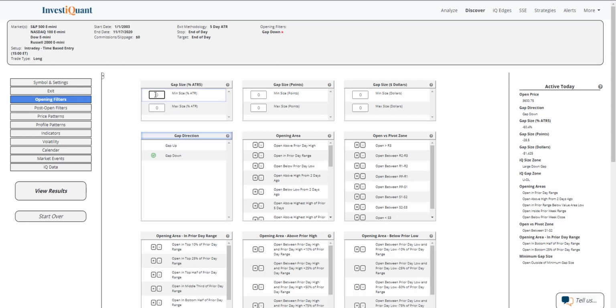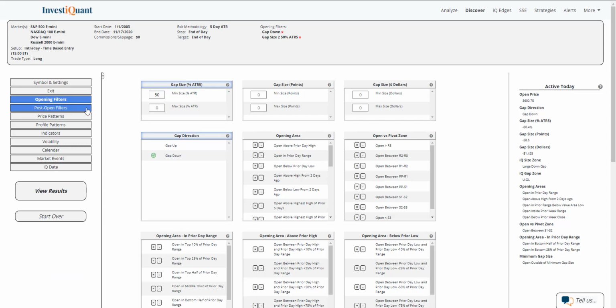So I'm just going to type in a little bit wider parameter than that, to get a few more samples in here, because that is a pretty sizable down gap. I'm going to say that the minimum gap size is 50%. So this will be looking at down gaps of at least 50% of the 5-day ATR. Just for reference, the 5-day ATR currently is about 47 points in the S&P. But this will describe the opening location that I'm going to be using, a down gap of at least 50% of the 5-day ATR.